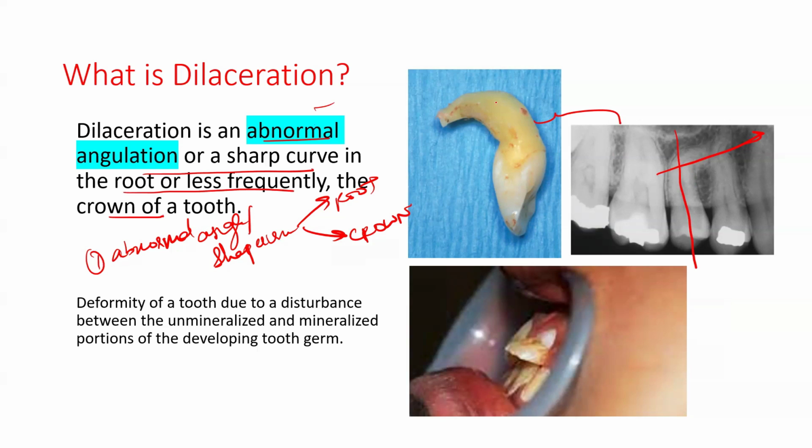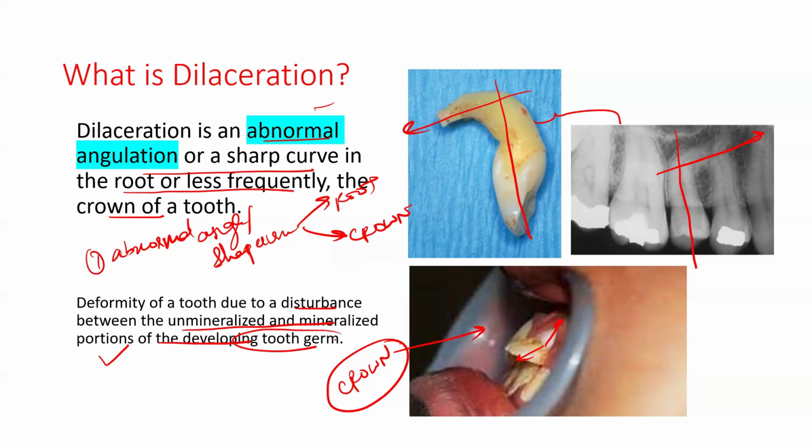Again, you have crown and a portion of the root, whereas the remainder of the root has formed at an abnormal angulation. In this picture, we can see the same thing happening within the crown. So you have one portion of the crown and another portion of the crown in a different angle. Now this deformity can also be defined as a disturbance between the unmineralized and mineralized portions of the developing tooth germ. So this happens when the tooth germ is developing. There is some sort of a trauma that leads to displacement of the mineralized portion of the tooth, and then there is an angle difference between these two.